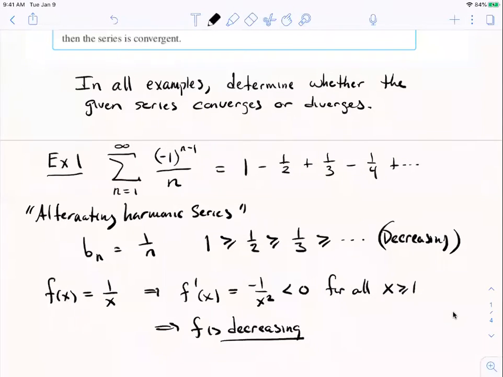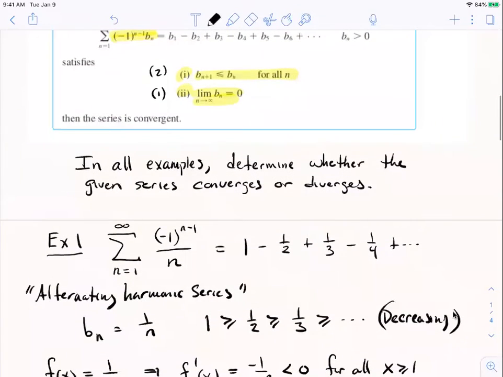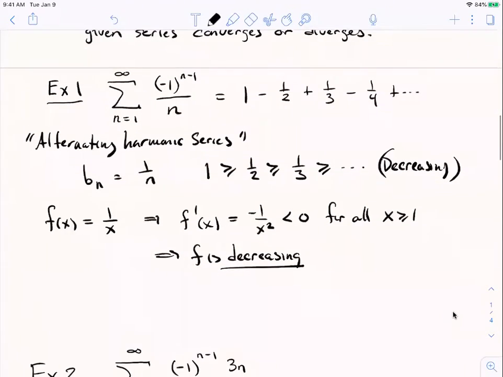So that's a differential calculus method to establish the hypothesis that your terms are decreasing. What was the second hypothesis, the thing we have to check? That the limit goes to 0. Well, that's trivial in this example. The limit as n goes to infinity of 1 over n is certainly 0. We've computed it a dozen times.